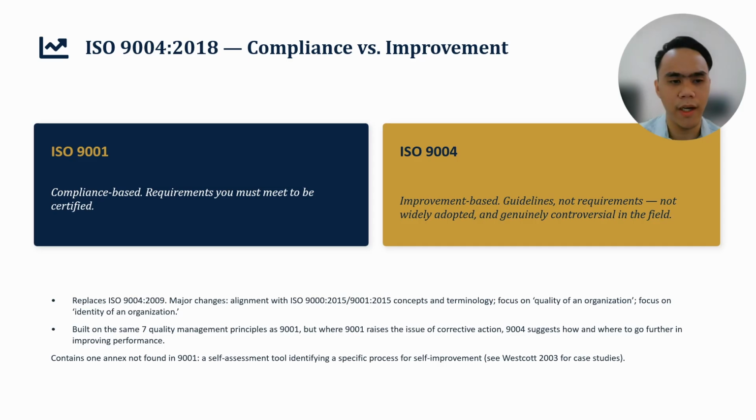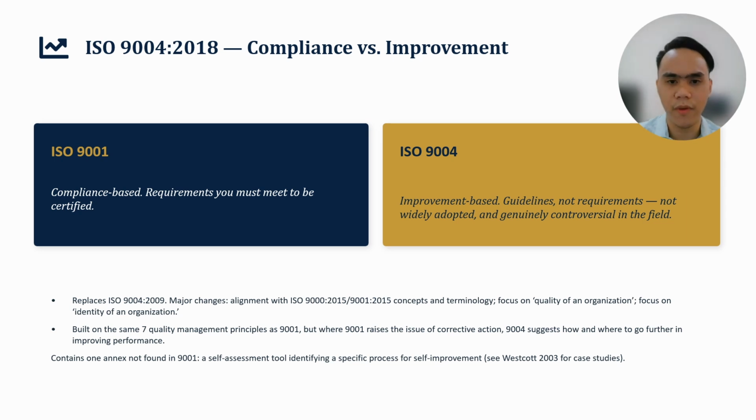Like ISO 9001, ISO 9004 2018 relies on the same seven principles of quality management that we covered earlier. But here's the key functional difference. Whereas compliance with 9001 raises the issue of corrective action, fixing what's broken to meet the requirement, the 9004 guidelines suggest how and where to go further in improving performance beyond simply being compliant.